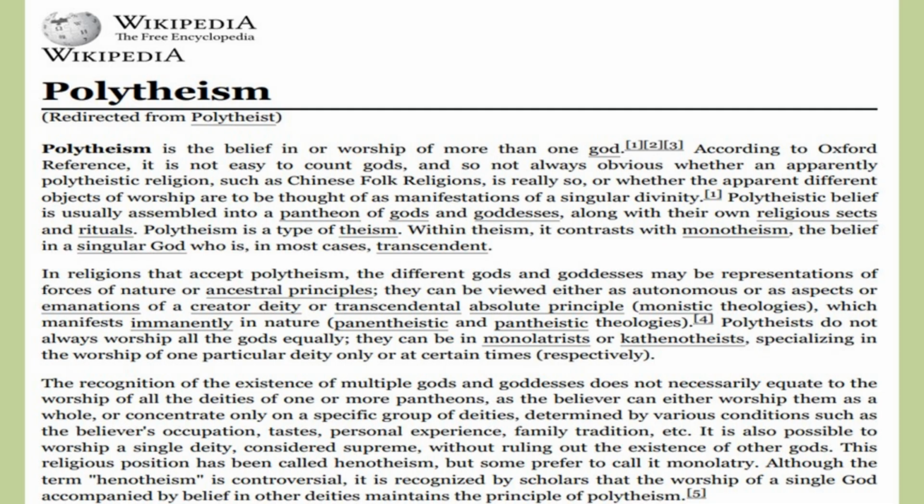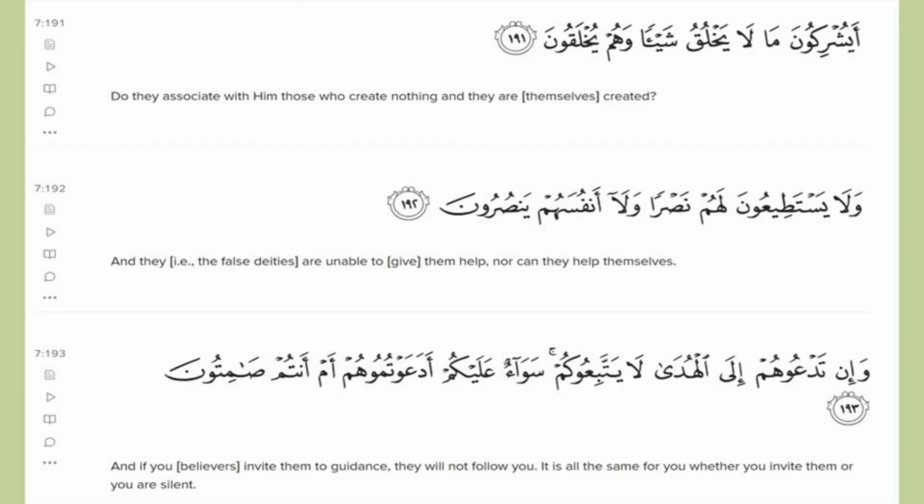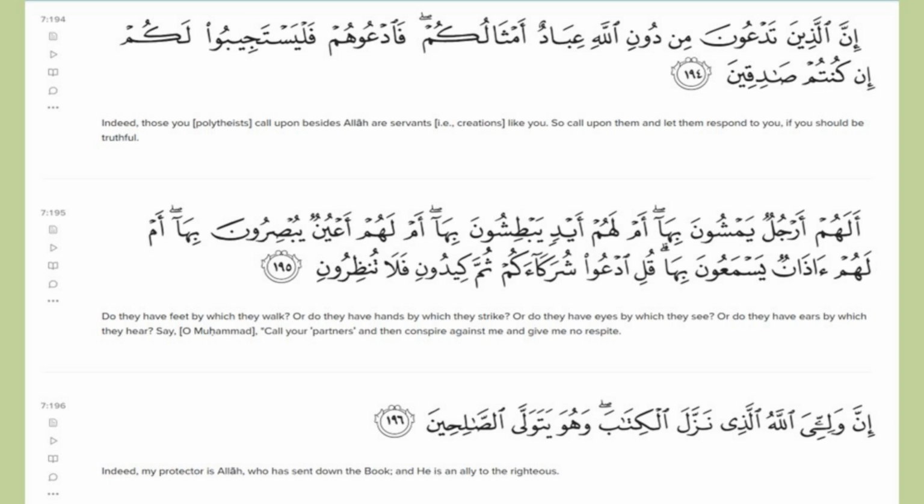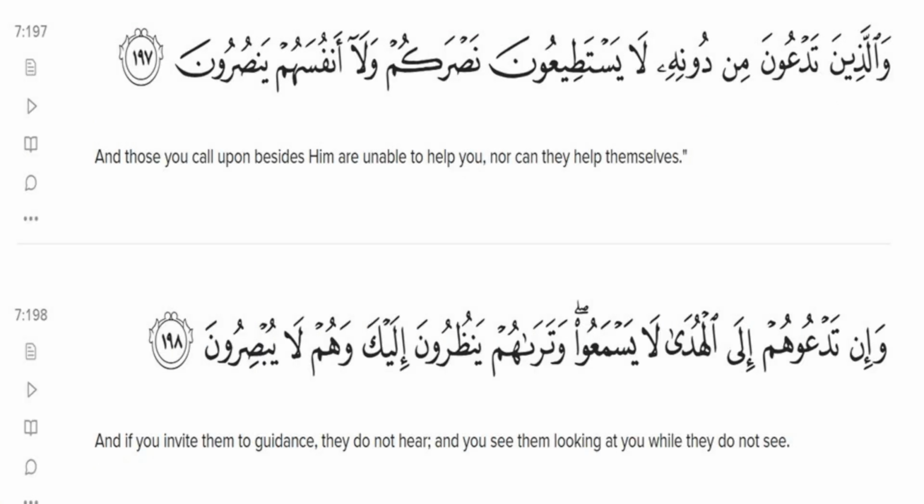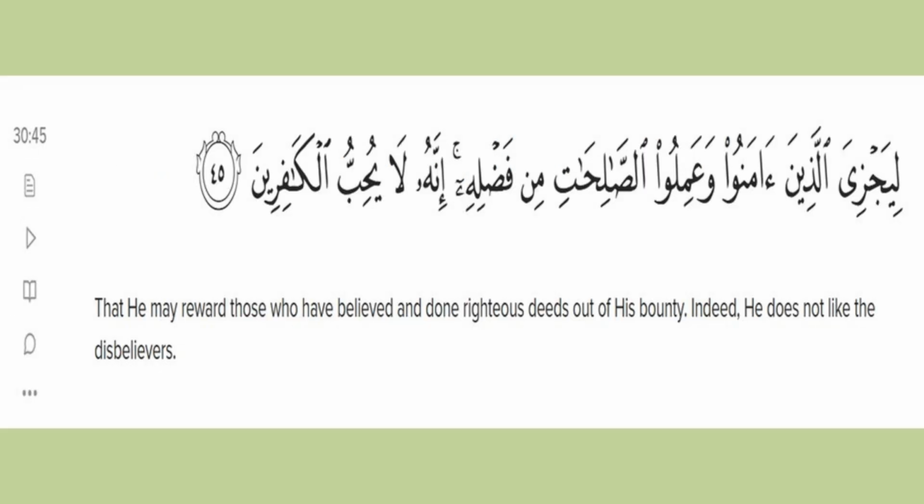Herewith, I request all the polytheists to shun all the other gods, as they are the prophets and messengers of Allah. Moreover, Allah subhanahu wa ta'ala is unpleased because of your actions, as they are His creations and you are worshipping them instead of Him, as mentioned in chapter 7, verses 191 to 198, and chapter 30, verse 45.